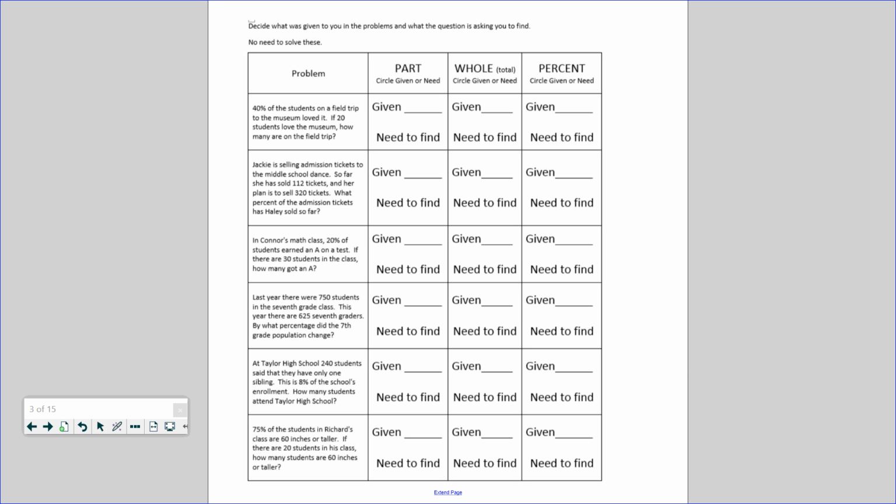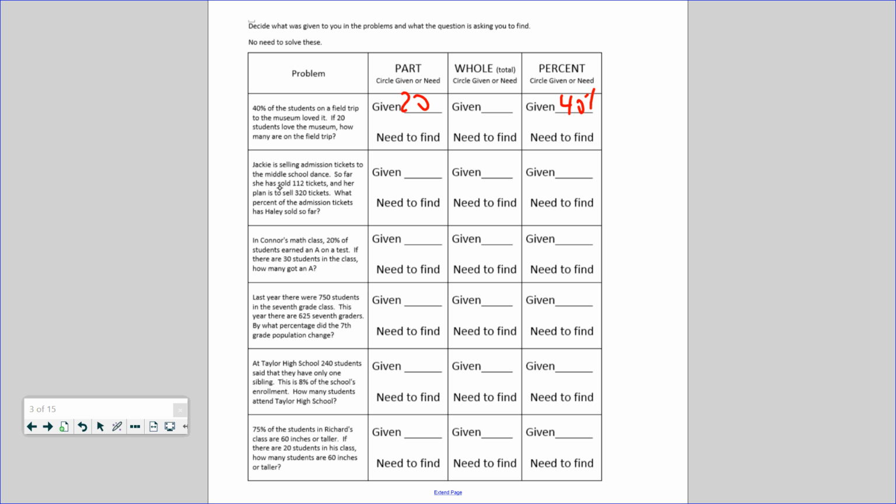So for today's activity, you'll be given these statements. You're going to read each problem and decide if the numbers represent a part, a whole, which is the total, or a percent. So you do not need to solve these. Let's read the first one. 40% of the students on a field trip to the museum loved it. If 20 students loved the museum, how many are on the field trip? So they gave us a percent. So that's given. If 20 students loved the museum, is that everybody who loved the museum or part of it? It's part. 40% of the students loved the museum, which is 20 students who loved it.